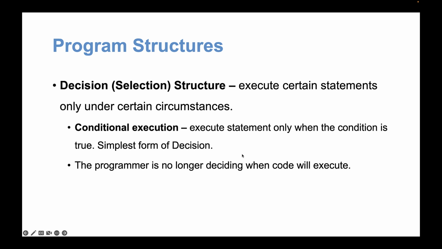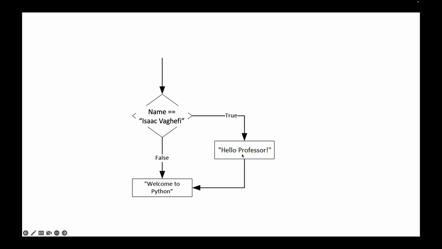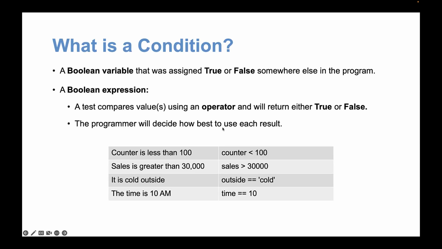Let's go through a simple example. Let's say we receive some information, we get names. We say if the name is equal to Isaac, then print hello professor. Otherwise, just print welcome to Python, or welcome to this course. This flowchart basically shows that we will make a decision based on the input that's provided. And if a condition is met, we are going to do a certain course of action. So this is called a conditional execution of a statement.